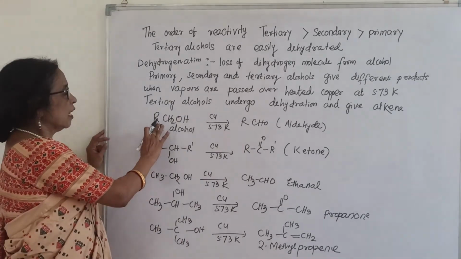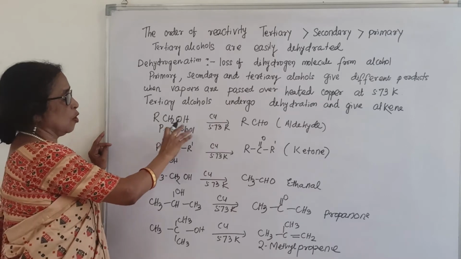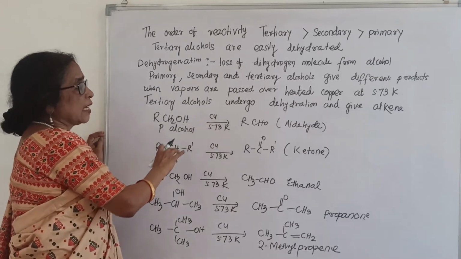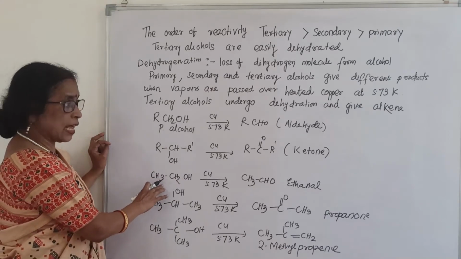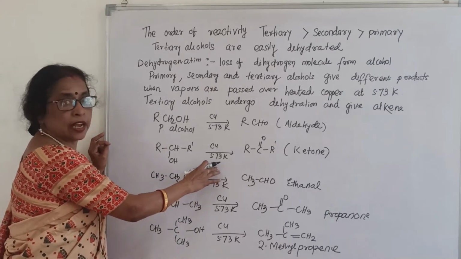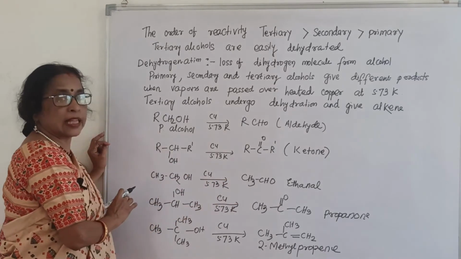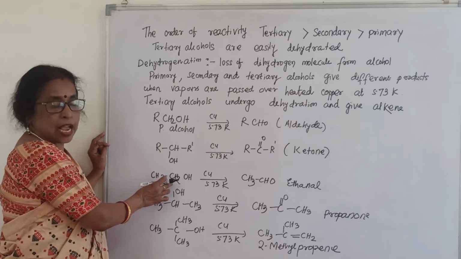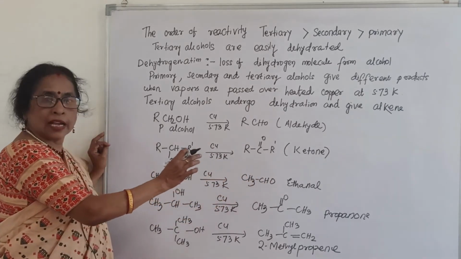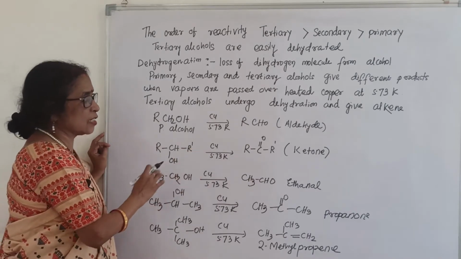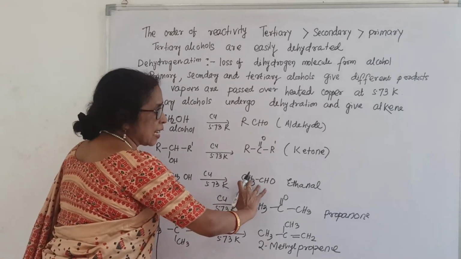See here, this is primary alcohol. The gas is passed over heated copper and it gives aldehyde. That means you take, for example, ethyl alcohol and pass the gas over heated copper, and it gives ethanal, because here there are 2 carbons, so the compound has 2 carbons. The aldehyde is called ethanal. 2 carbon aldehyde, ethanal.